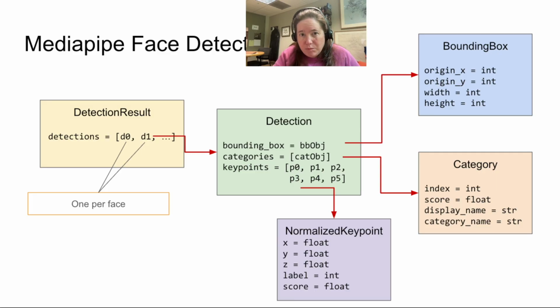Then you also have key points, which is another instance variable, and it has exactly 6 values in it. It's a list containing exactly 6 values. Each of those is what we call a normalized key point. The normalized key points have X, Y, and Z coordinates, and they also have a score for how likely they are, and a label. If you looked at it, it tells you which key point you have found.